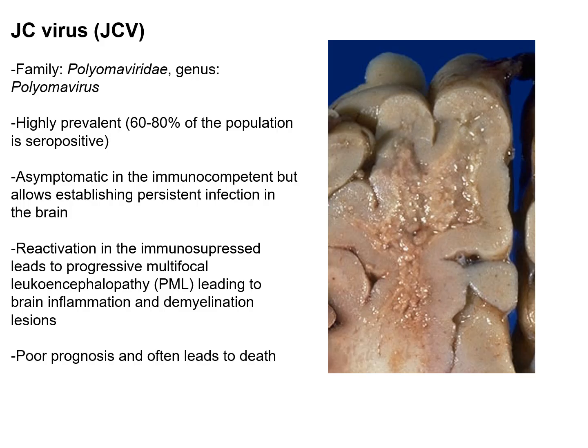You worry about somebody who becomes immunosuppressed. If reactivation happens, this might lead to a disease that we call PML, or progressive multifocal leukoencephalopathy. So there's brain inflammation and demyelination. This is a lesion in the brain of someone who had PML. This is, of course, post-mortem. So these manifestations, especially the demyelination, might resemble multiple sclerosis, and so you need to differentiate between these two diseases. The disease has a very poor prognosis, and so it often leads to death.